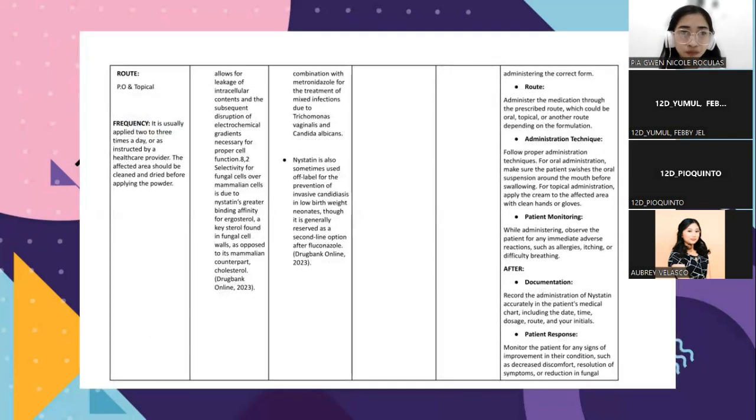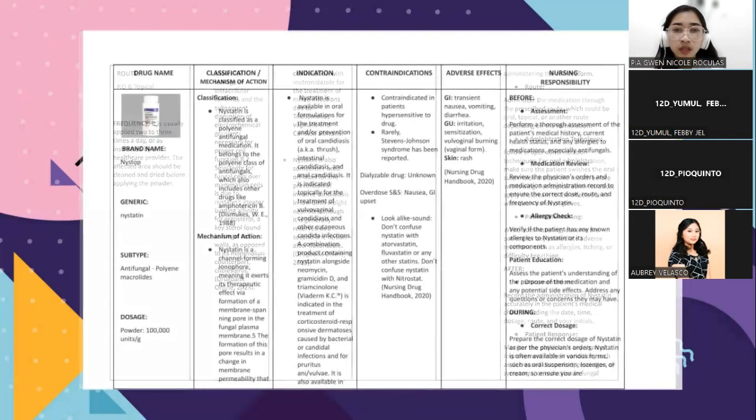allows for leakage of intracellular contents and the subsequent disruption of electrochemical gradient necessary for proper cell functions. So selectivity for fungal cells over mammalian cells is due to Nystatin's greater binding affinity for ergosterol, a key sterol found in fungal cell walls, as opposed to its mammalian counterpart cholesterol. So this is according to Drug Bank Online 2023.